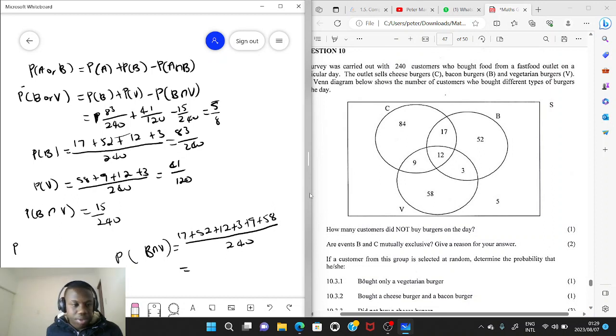I just want to verify if there is any mistake that I've done. For V, we have 58 plus 9 plus 12 plus 3. That's fine. And then for B, we have 17 plus 52 plus 12 plus 3 all over 240. Oh, sorry, oops. Here, I made a mistake. It's 7 over 20, right? So here we will have 7 over 20.